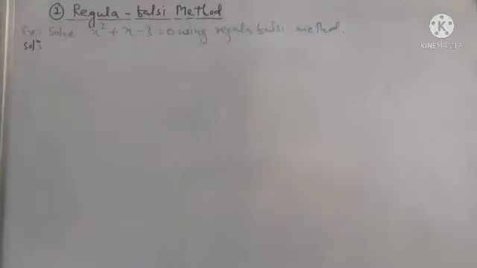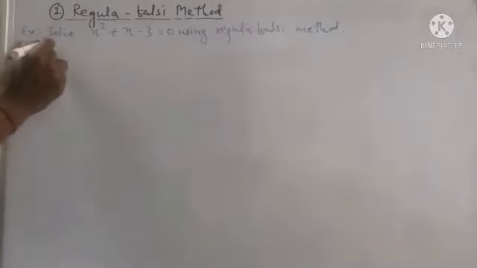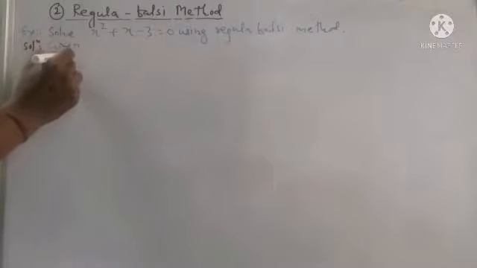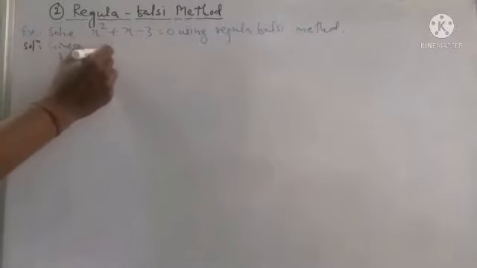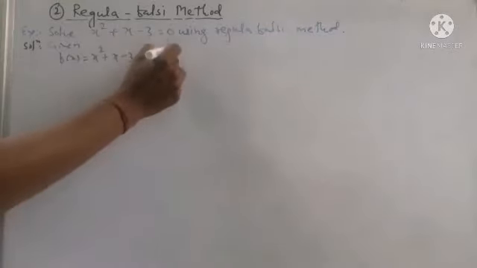Solve x square plus x minus 3 is equal to 0 using the Regula Falsi method. Here we have a given algebraic equation in which the function of x on the left hand side is x square plus x minus 3, and the right hand side is 0. So put it as number 1.